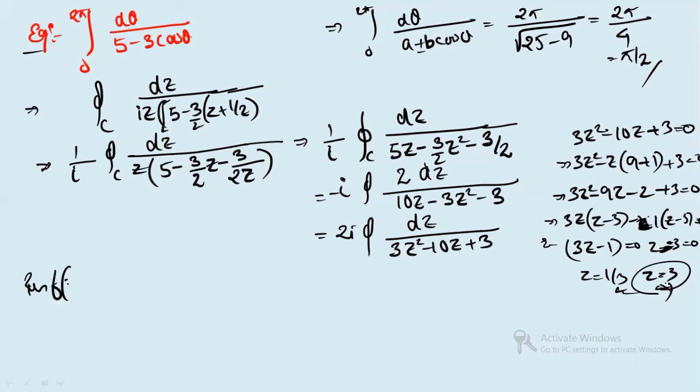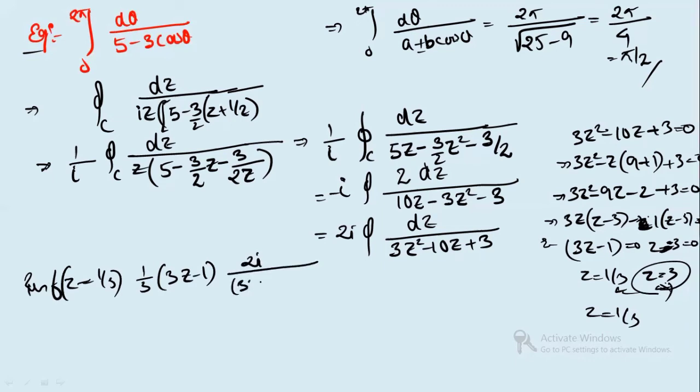So residue for z equals to 1 by 3. Okay, so this can be written as, this is z is equals to 1 by 3. So finally we'll get, you will write here 1 by 3, 3z minus 1. The function is 2 iota. In the denominator you will write 3z minus 1, z minus 3. Okay. So here the limit is z tends to 1 by 3.